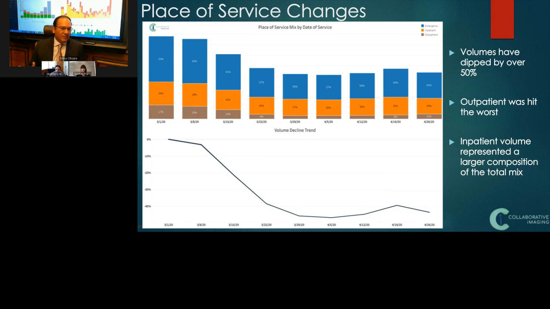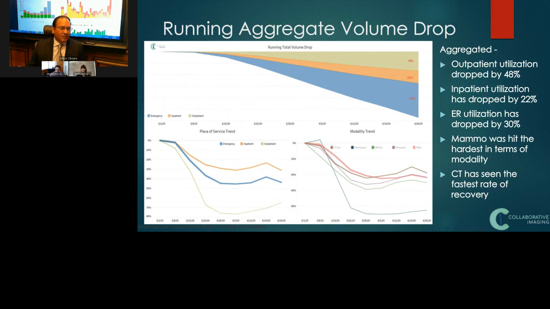So what we're seeing is that patients who are coming into the hospital are actually staying longer now, but overall volume has gone down. If you look at the bottom chart, you can see the volume decline has been over 40%, close to 50%, from March 1 to present, which practices are dealing with today. If we look at what this means on our aggregate volume, we're basically saying that 48% of the outpatient volume has been shifted since March 1 to present. How much of that volume is actually going to come back is yet to be determined. If you look at the inpatient volume, it's down by about 22% in aggregate.